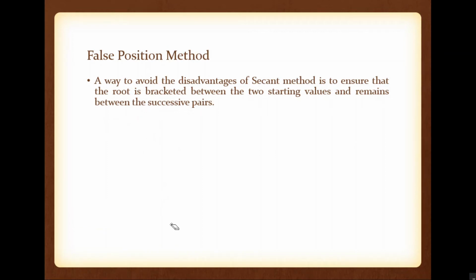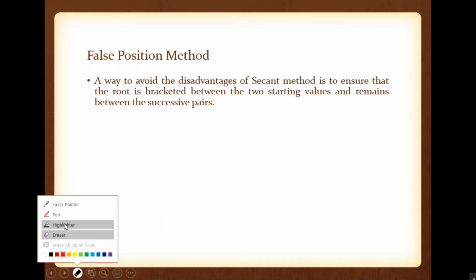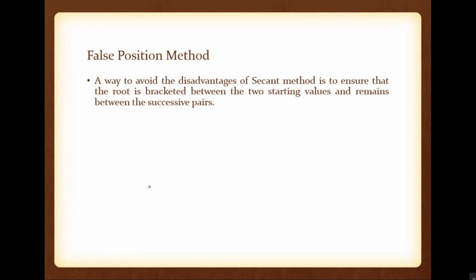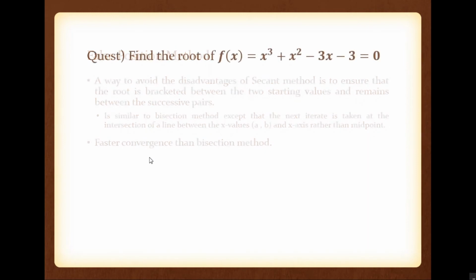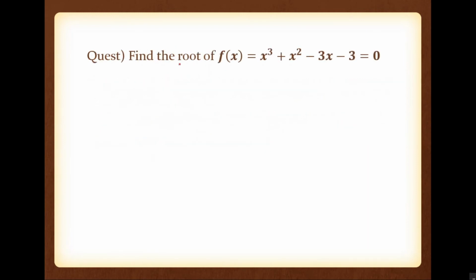So please note we are using the properties of the bisection method and the secant method. The interval a and b must be on either side of the actual root, but we are not finding the midpoint. We are finding c by using the secant method. So actually there is nothing to explain other than this. Through a problem we can identify it.